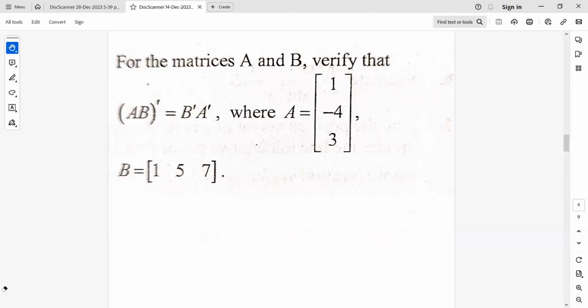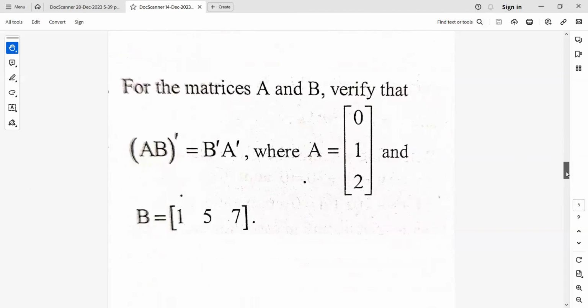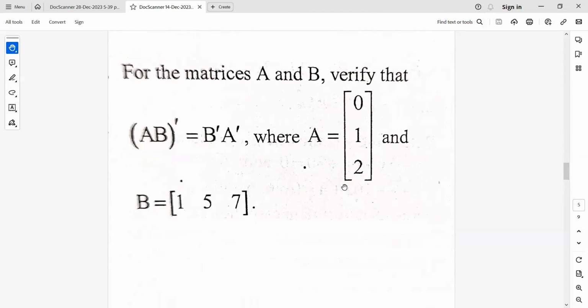See the next question over here. The second question. Just take a screenshot of this question and try to practice it for homework. For the matrices A and B, verify that (AB) dash is equal to B dash A dash, where A is equal to 0, 1, 2 and B is equal to 1, 5, 7.